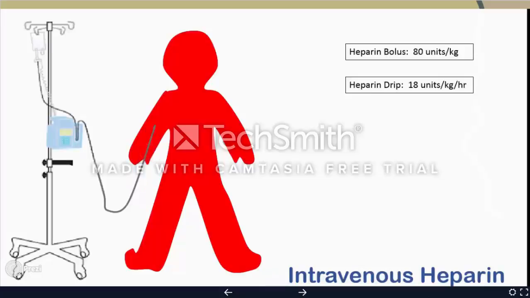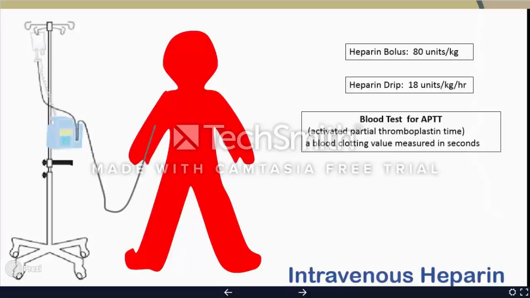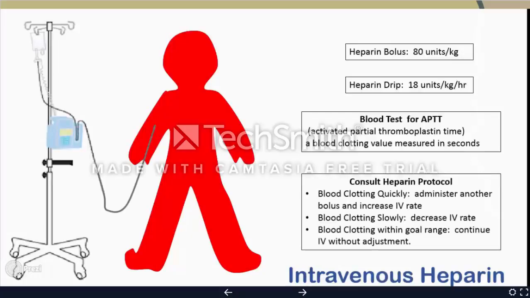We need to test the patient's blood to see what the clotting time is. So we'll draw some blood and send it to the lab for an APTT time, a clotting value that is measured in seconds. Based on the result from this test, we'll change or keep the heparin dose the same. We know what to do based on a heparin protocol. A protocol is a pre-printed set of guidelines.